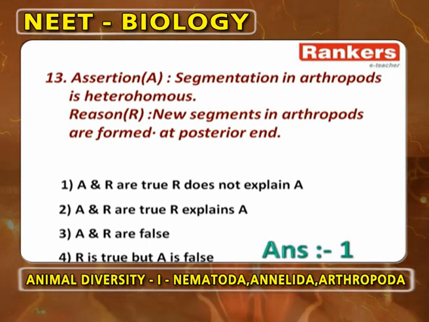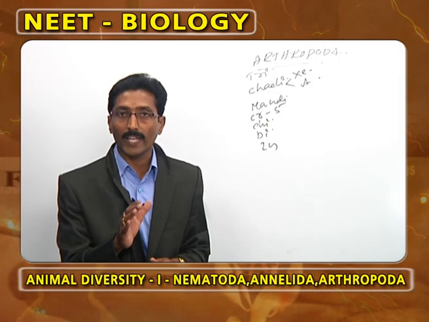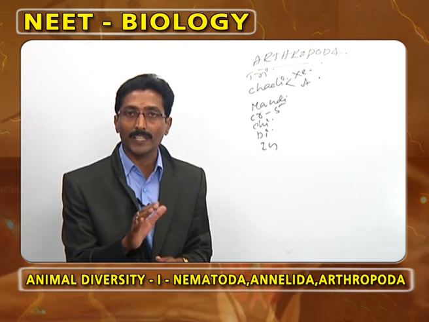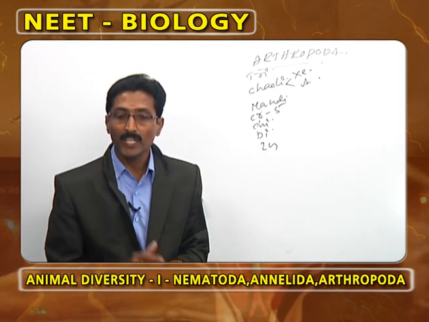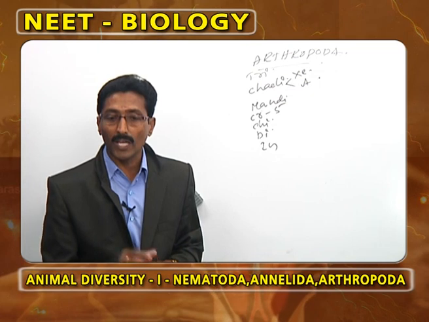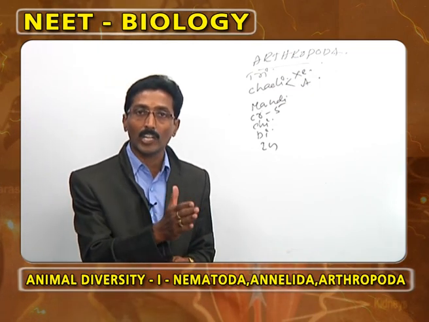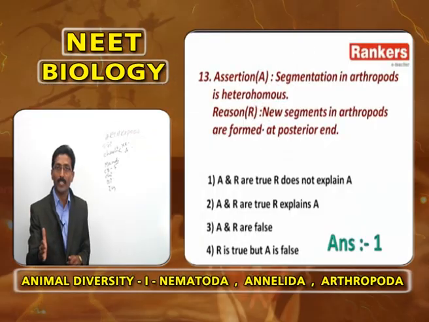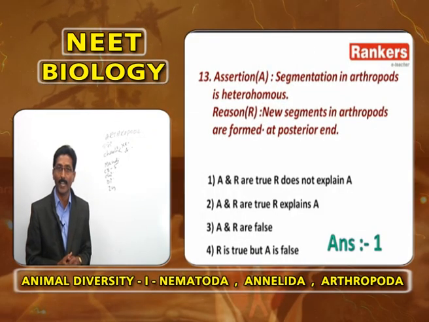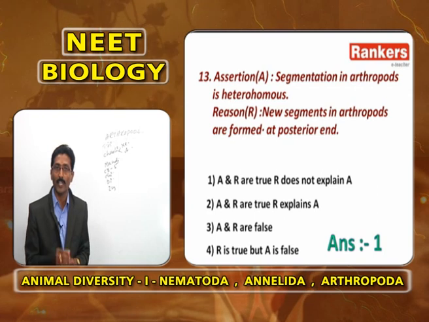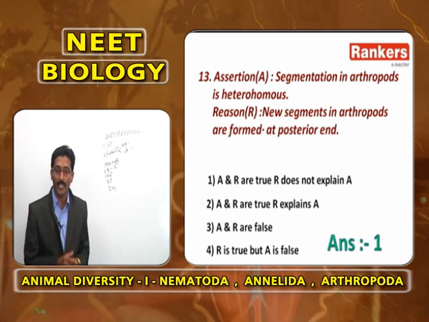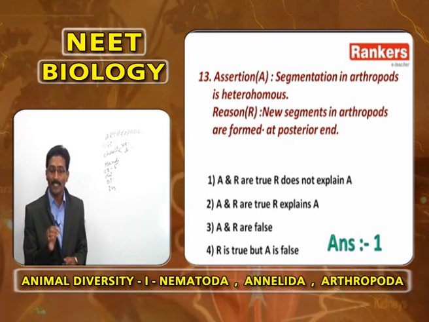In case of Arthropoda, the segmentation is heteronomous. What is meant by heteronomous? Here, the head, thorax, and abdomen are dissimilar in their size, shape and function. In Arthropoda, the new segments are added from the posterior end. From Annelida to human beings, new segments are added from the posterior end. Such type of segmentation we call true metamerism or true segmentation. So for this question, the correct answer is both are correct and the reason explains the assertion.